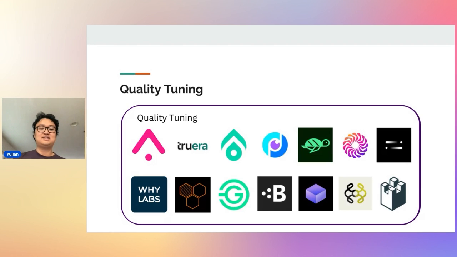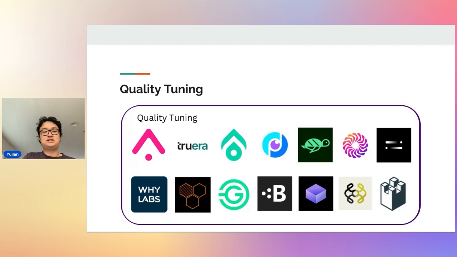So Truera is a company that created this product called TrueLens. They came out with this kind of triad for RAG quality. And they actually got acquired by Snowflake. So maybe I should just have Snowflake in the quality tuning area. But as far as I understand, they're still operating independently.